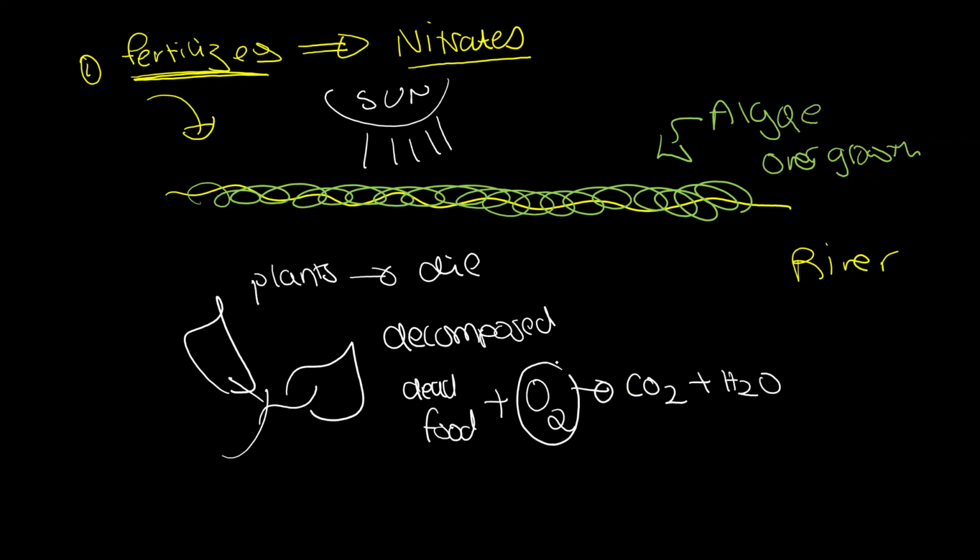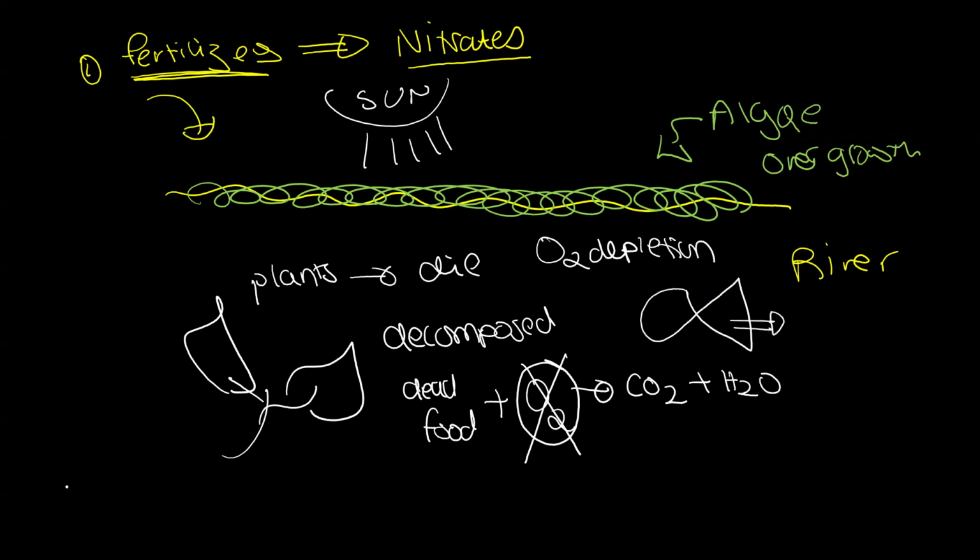So the oxygen will be used up. The decomposers are going to use up the oxygen. This is going to cause oxygen depletion. The oxygen concentration will decrease. When the oxygen levels decrease, what else will die? What else will not be able to survive? Marine life. Exactly. All the fish will die.